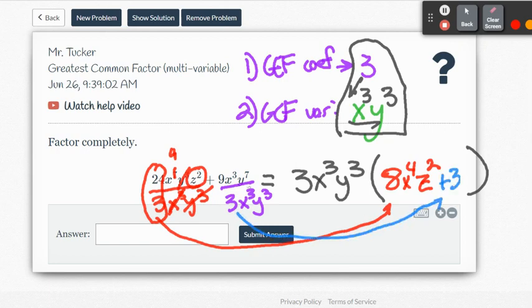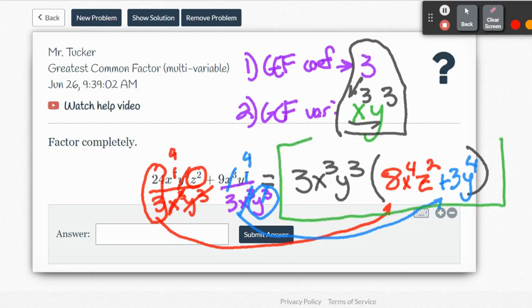And then the x to the third reduces out because anything divided by itself is 1. And then I just have to subtract my powers with the y's. I got 3 y's on the bottom, 7 on top. That subtracts to be 4. Y to the fourth on the top is what's left. So this is my result of factoring my greatest common factor of 3x to the third, y to the third.